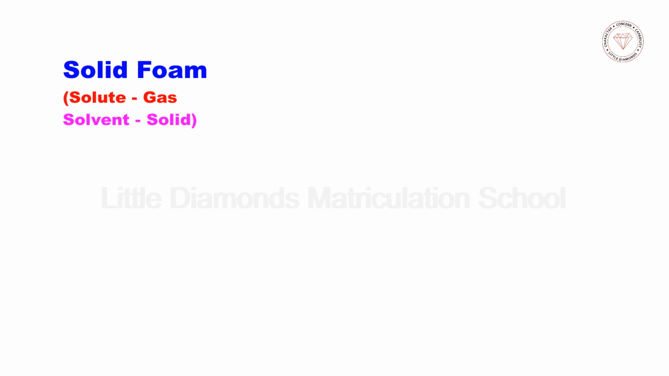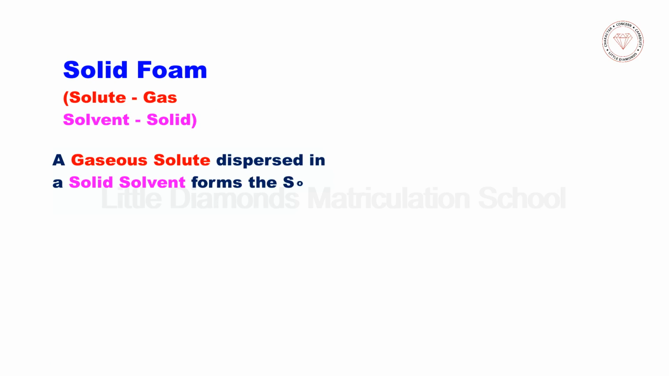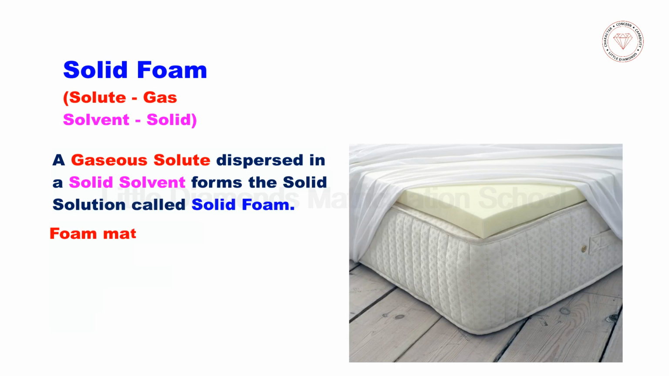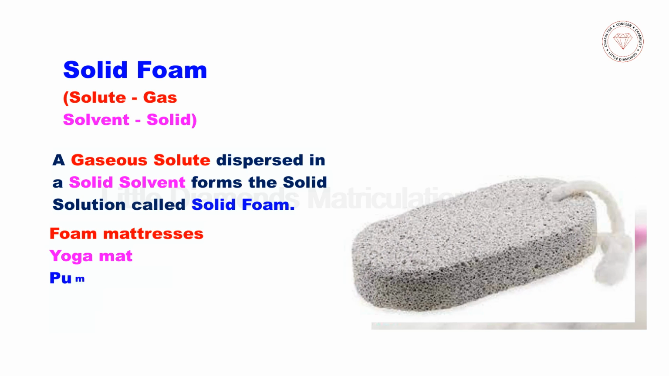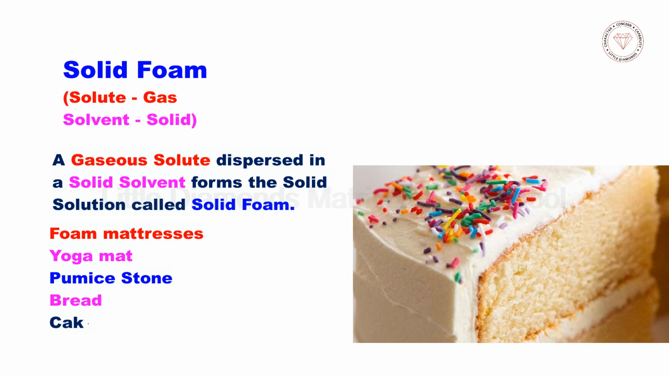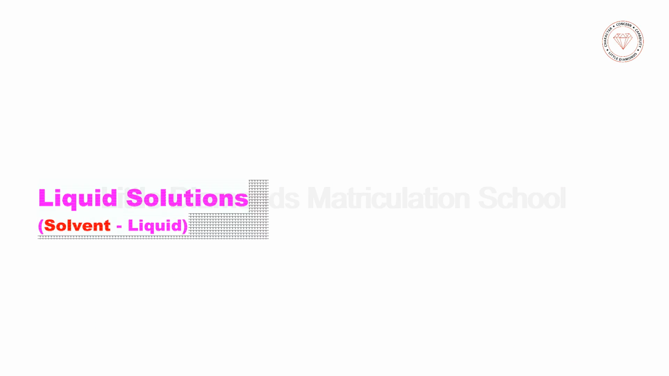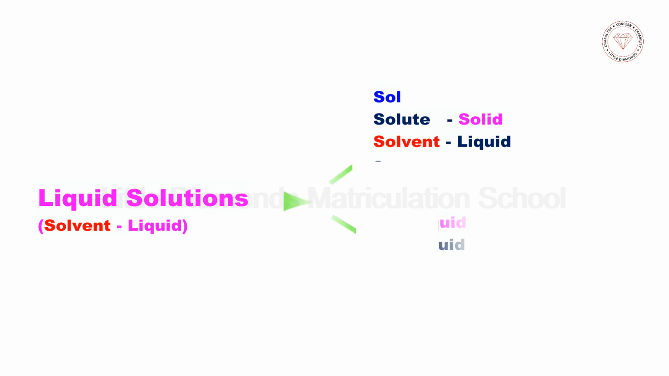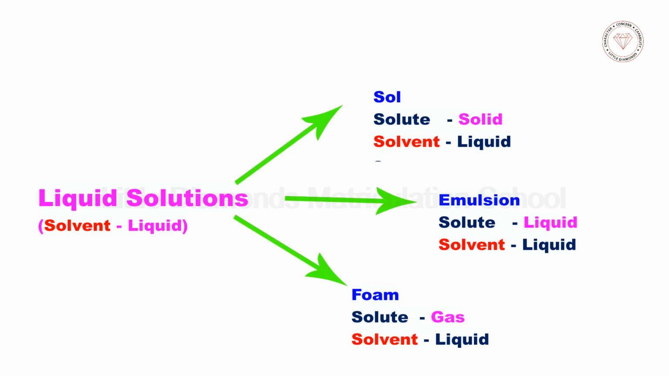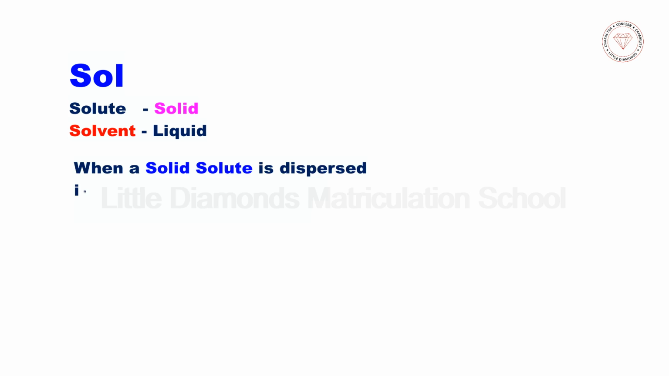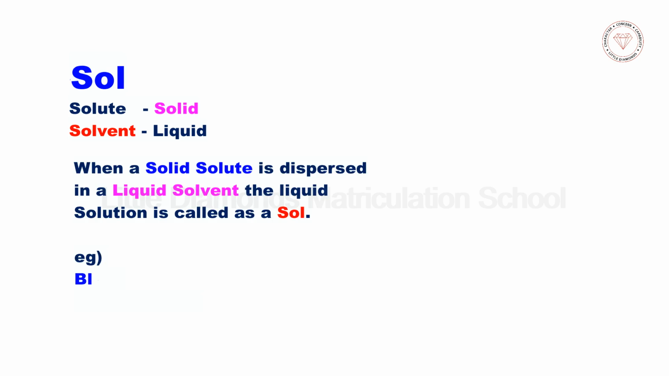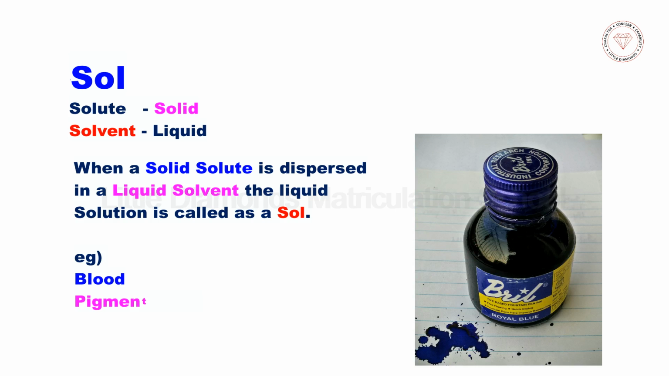Solid foam. When a gaseous solute is dispersed in a solid solvent, the solid solution formed is called solid foam. Example, foam mattresses, the yoga mat, pumice stone, bread, cake. Next, let us move on to liquid solutions where the solvent is a liquid and the solute may be a solid, liquid or gas. When a solid solute is dispersed in a liquid solvent, the liquid solution is called sol. Examples of sols are blood, pigmented ink, etc.